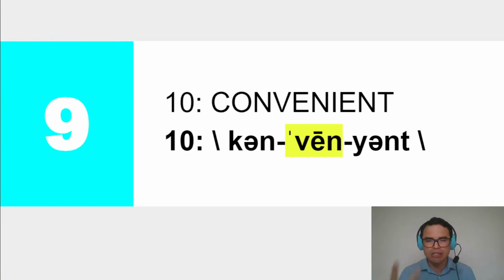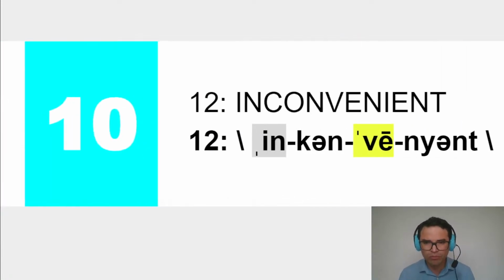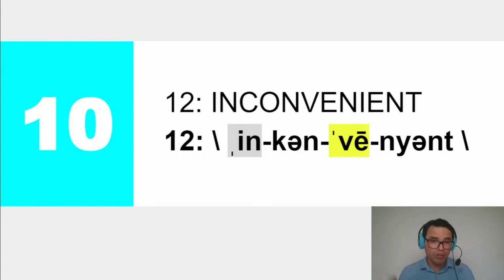3 syllables. The second syllable is the stressed syllable. First syllable, schwa. Second syllable, e with a hat. Pronunciation, e. Third syllable, schwa. What is the pronunciation? Convenient. Number 10, the opposite, 12.